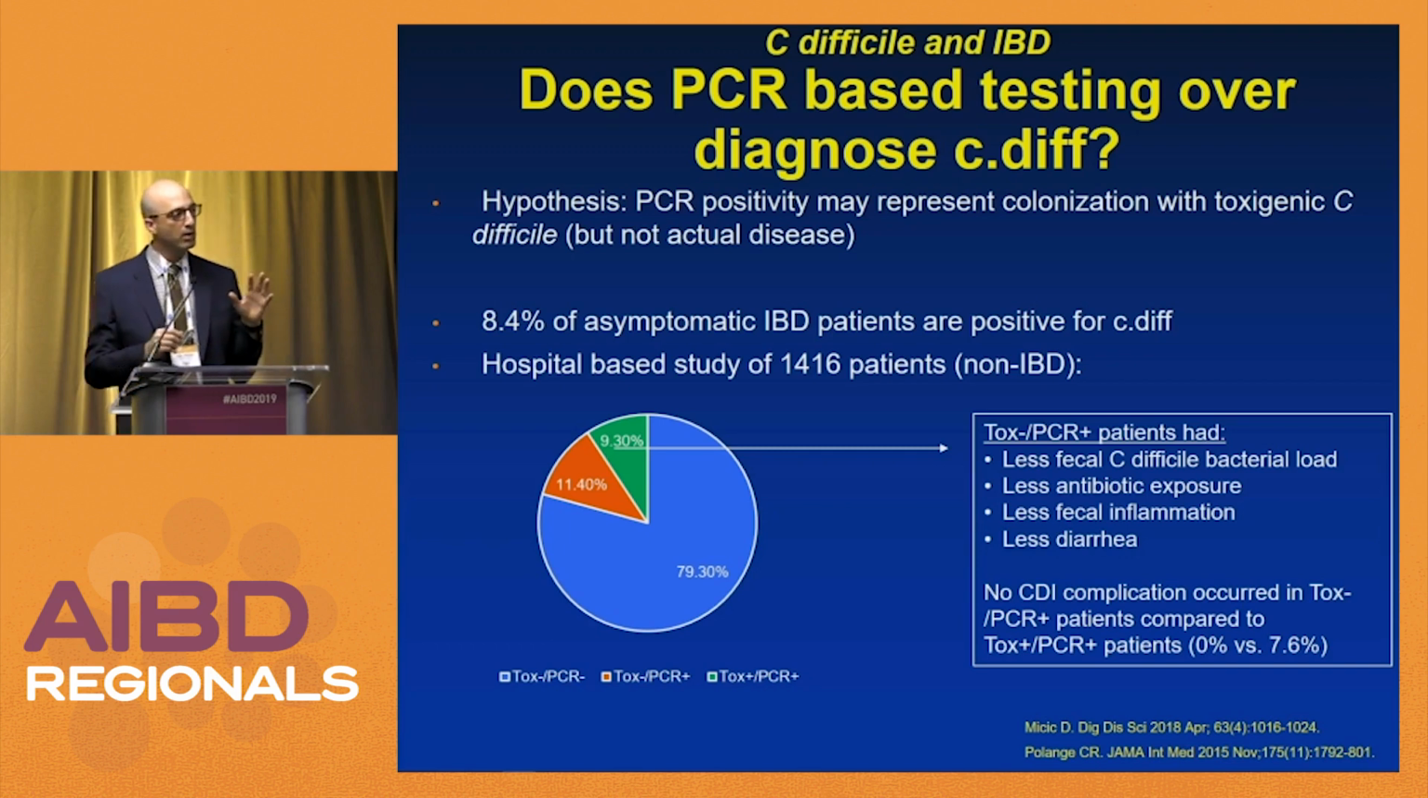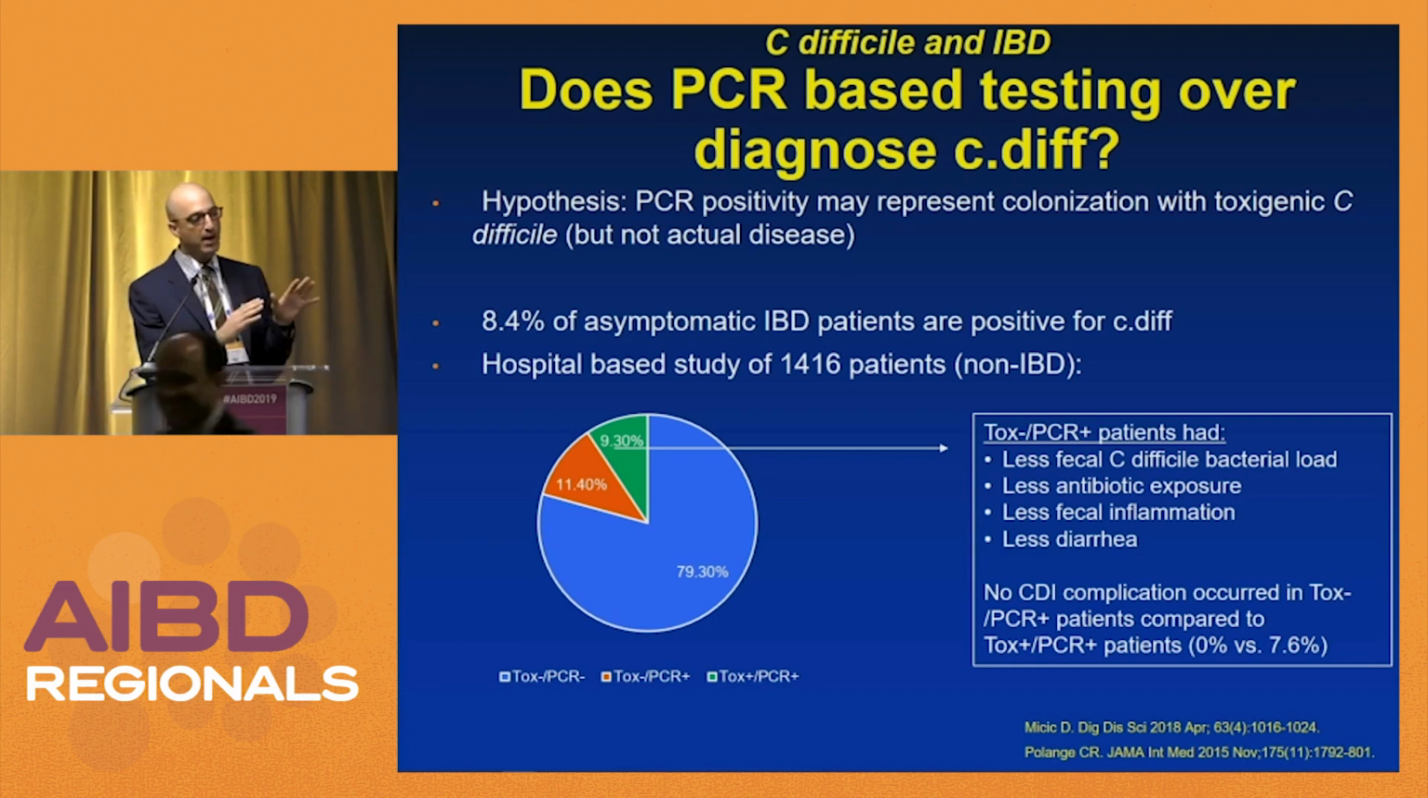And then when you looked at overall the poor outcomes in this population, all the poor outcomes were associated with people who were toxin positive, whether or not they were PCR positive. So the patients who were PCR positive without toxin positive generally had good outcomes. And keep in mind, those patients were not treated at all.